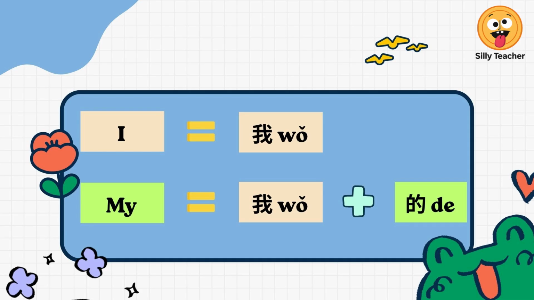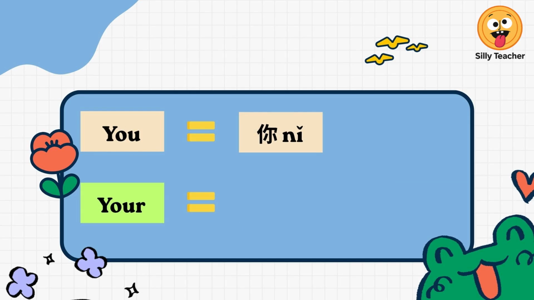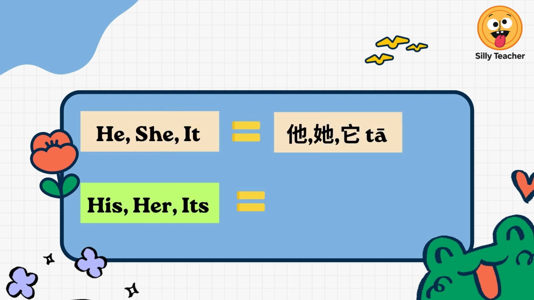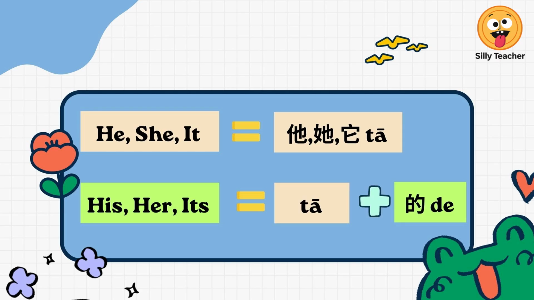Now let me ask you, how would you say your? Good job. Your is 你的. Third question, how would you say his, her, or its? Well done. The answer is 他的.